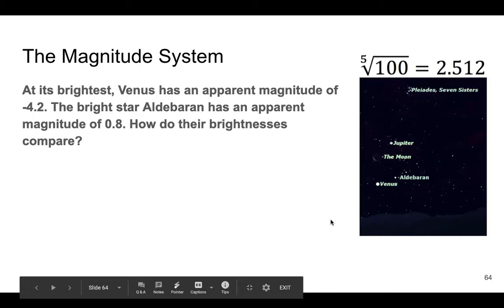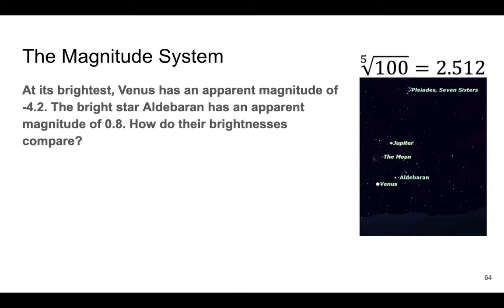So if you were comparing Venus when it's at its brightest to the bright star Aldebaran, how do their brightnesses compare? Well, Venus, clearly not a star, but you can use the magnitude system to describe any object: the planets, moons, things like that, comets as well, when there are bright ones around. So Venus at its brightest has an apparent magnitude of minus 4.2. So it's way brighter than even a magnitude 1 star.